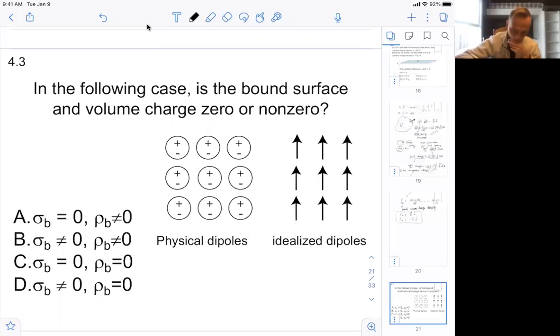Given such a charge distribution, you have such a polarization going on. Looking at this particular case, what do you think about the surface density, and what do you think about the volume density for this case? Okay. What about the bound sigma? What about the bound rho? Are they 0 or non-zero?